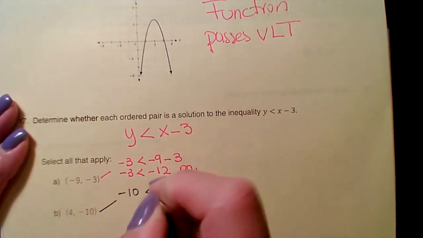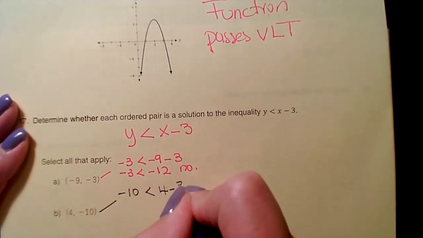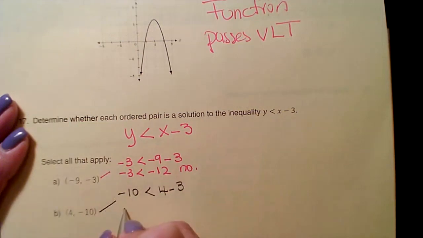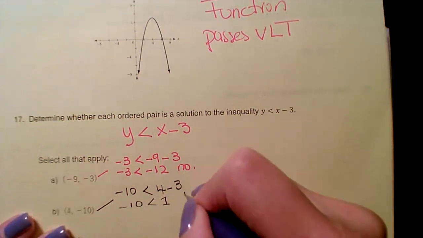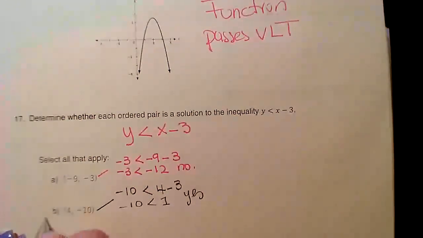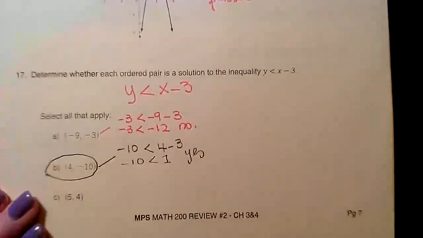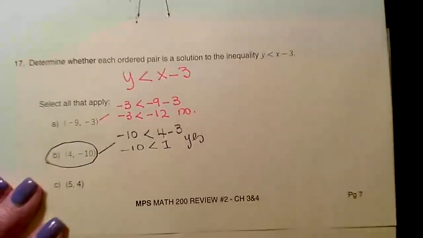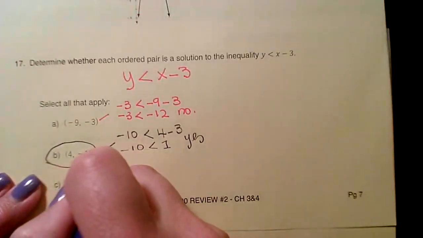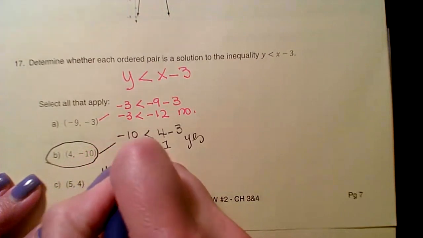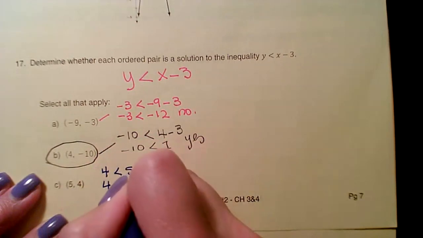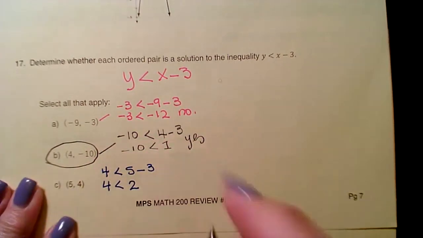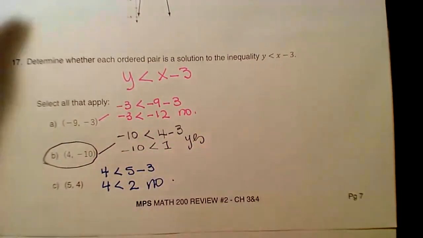Negative 10 less than 4 minus 3. So negative 10, is negative 10 less than 1? Yes, right? So far, this one. Now let's go to 5, 4. 4 less than 5 minus 3. 5 minus 3 is 2. Is 4 less than that? No.